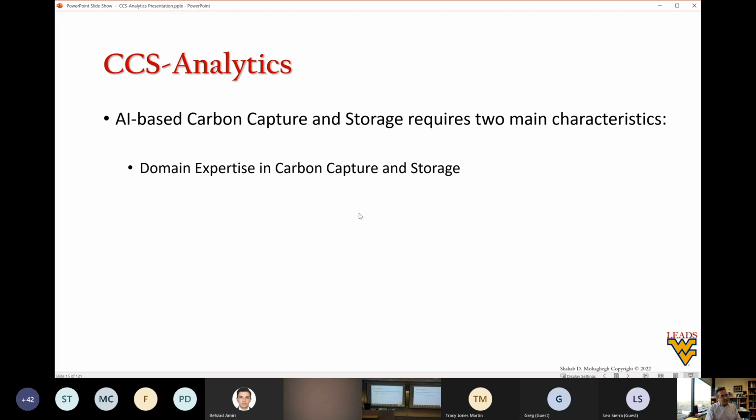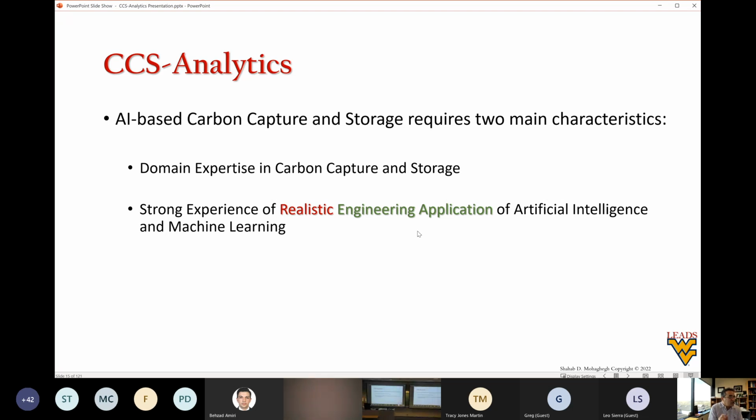So domain expertise is one of the major characteristics of carbon capture and carbon storage. And the other one is strong experience of realistic engineering application of artificial intelligence and machine learning. And that is the key word. This is not something I'm going to go into the detail in this presentation. I do have a whole complete presentation on this topic, and that topic is what is realistic and what is engineering application of artificial intelligence.